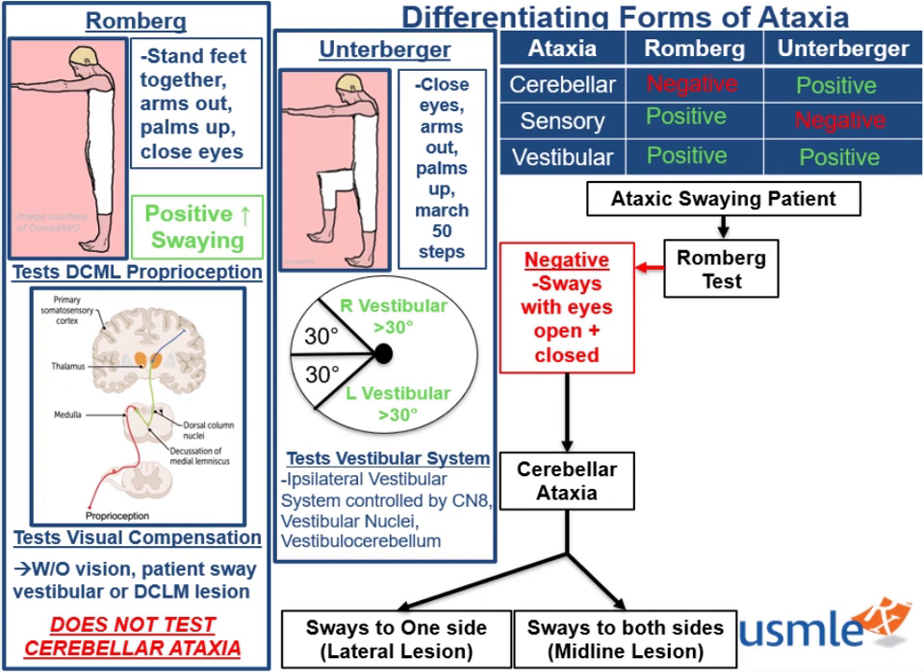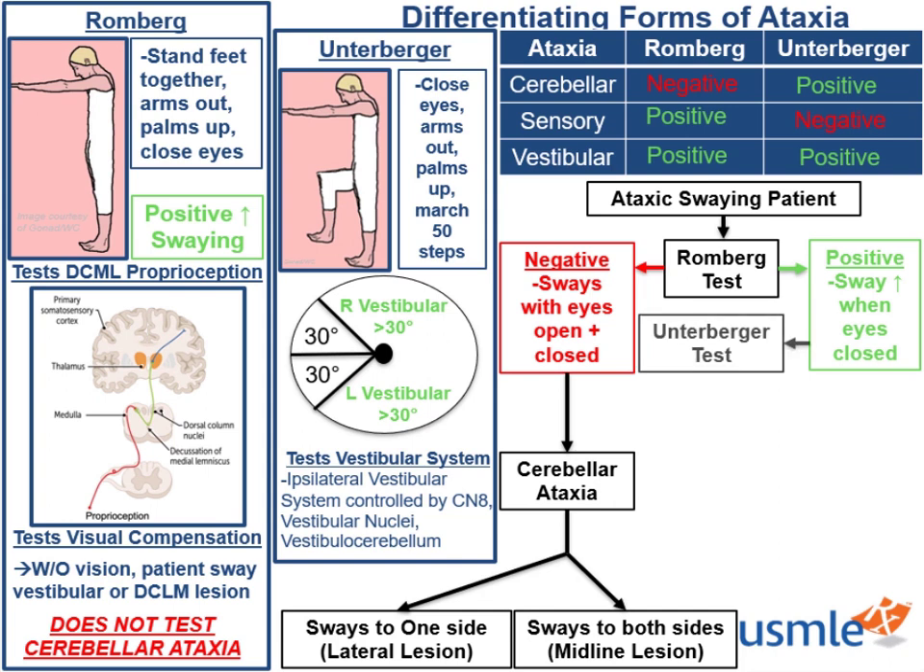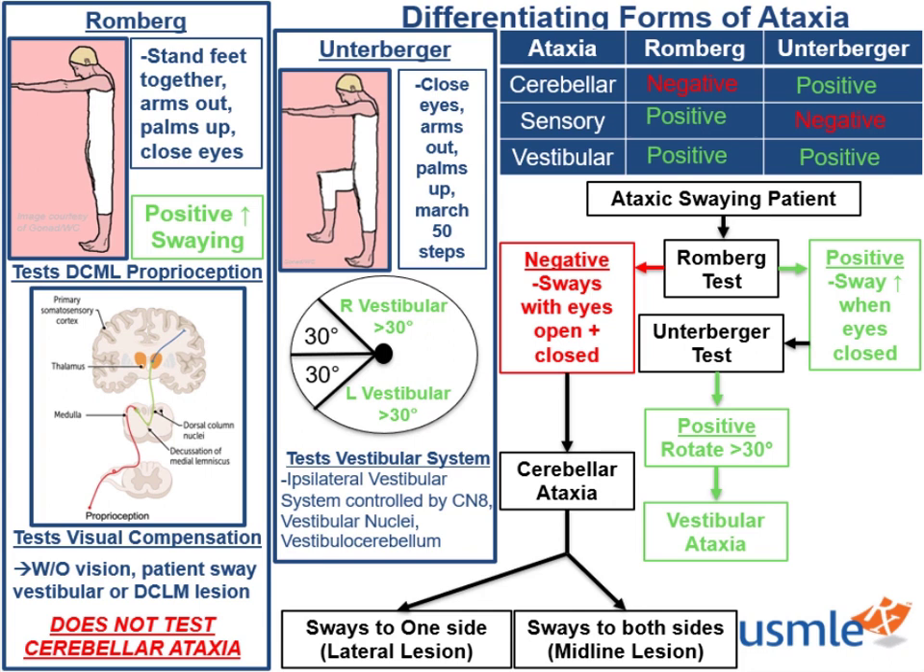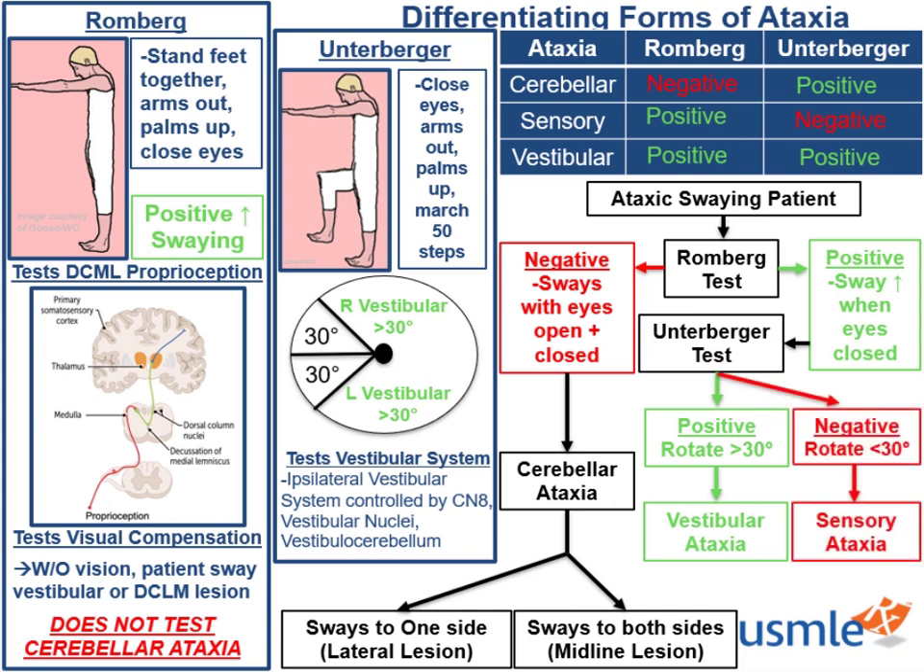If the Romberg is positive and the patient's swaying begins or increases when their eyes are closed, follow up with Unterberger's test. If it's positive and the patient rotates greater than 30 degrees, think vestibular ataxia. If it's negative and the patient rotates less than 30 degrees, think sensory ataxia.